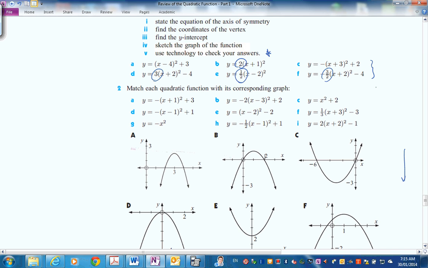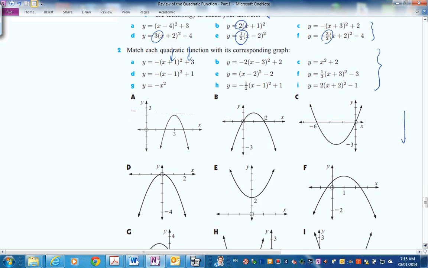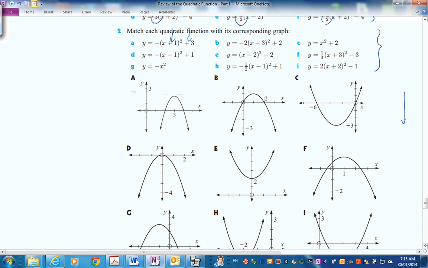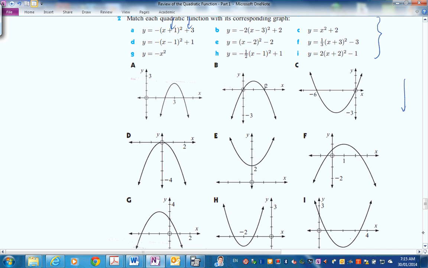Now we want to match each quadratic function with its corresponding graph. Can you spot what the changes here would do to the function? So 2 part A, what graph does it match up with? A, B, C, D, E, or F? Let's have a look and see if you can do that. Let's see if we can get them all on here. Yep, G, H, I. So each of these functions up here matches with one of these graphs.